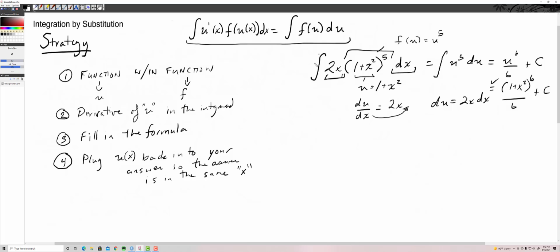So you're starting with this integral you don't know. You identify a function within a function. You call the inside function u, and then you try to find its derivative. Then you can rewrite the whole thing in terms of u. A lot of times what you'll see is something like this. Okay, let's just do the same thing.